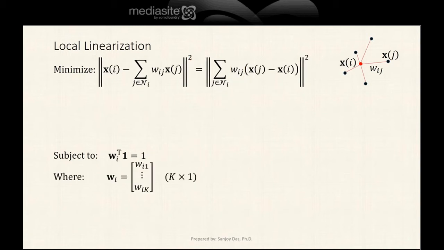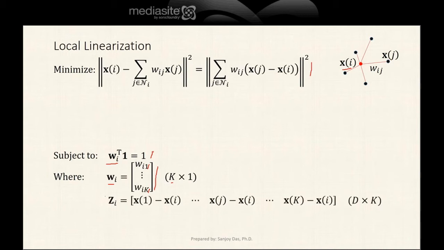And now I replace this constraint, which was a summation wij, with the vector form of the same constraint. So wi is a weight matrix, and that consists of wi1 through wik. These are the k nearest neighbors of xi. And so the dimension of this vector wi is k by 1. And so we have to minimize this.